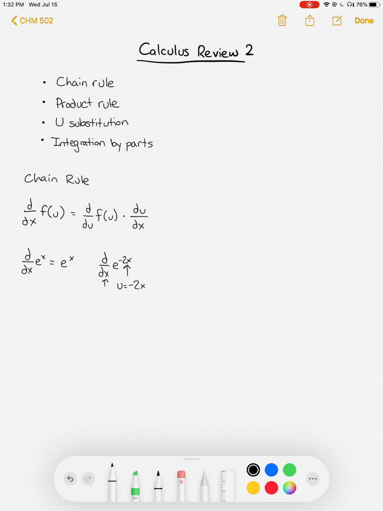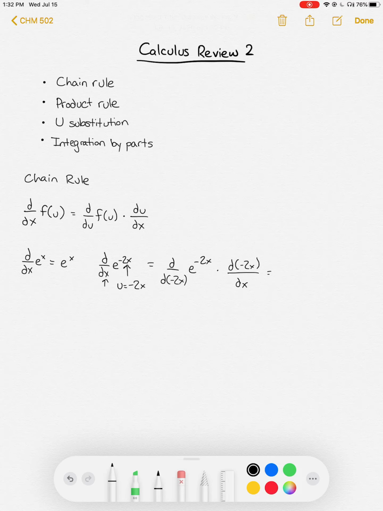Now what we're trying to do is take the derivative with respect to x of our function that's a function of u. The way that this looks is that we'll first take the derivative with respect to u, in this case minus 2x. So we'll take the derivative with respect to minus 2x of our function, e to the minus 2x. And then we'll multiply that by the derivative, again, of u, minus 2x, with respect to x.